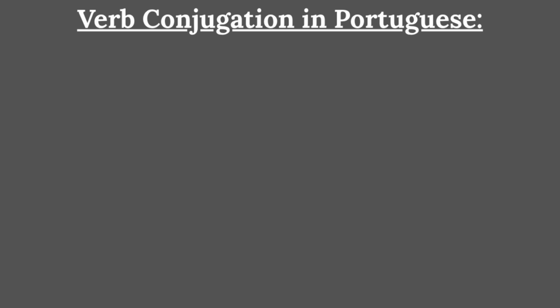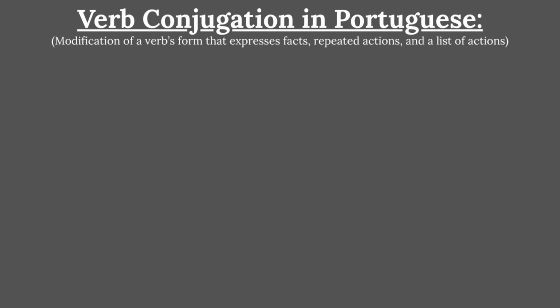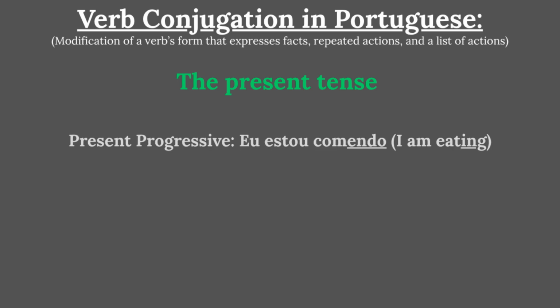Verb conjugation in Portuguese is the modification of a verb's form that expresses facts, repeated actions, and a list of actions. The present tense is one of the easiest tenses in Portuguese because it has a simple conjugation pattern, but the language has a progressive tense with gerunds, similar to -ing in English. This concept needs to be shown a bit later, after understanding basic verb conjugation.